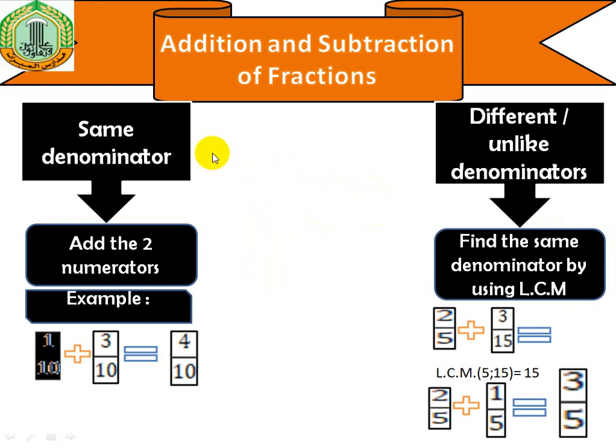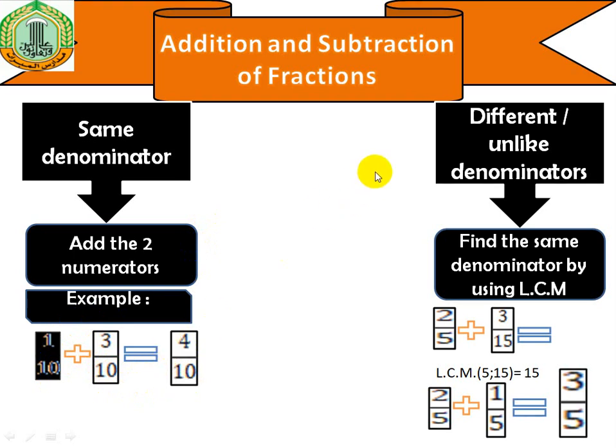Either two fractions with the same denominator. In this case, we have to add the numerators and keep the denominator the same. For example, 1 over 10 plus 3 over 10 is equal to 4 over 10. We kept the denominator the same and we added 3 plus 1 equals 4.